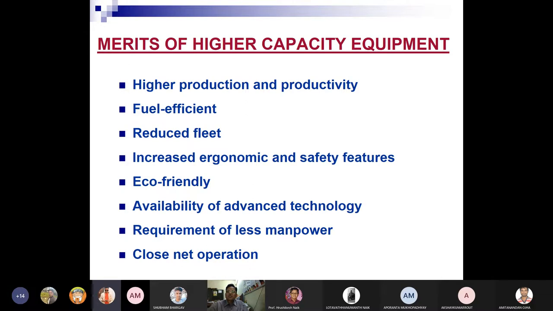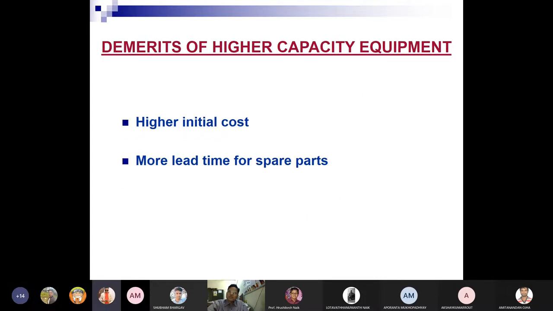Merits of higher capacity equipments are because of the following reasons. Higher production and high productivity you'll get if you are using high capacity equipments in the surface mines. They are very fuel efficient, reduced fleet, increased ergonomic and safety features, eco-friendly in nature, availability of advanced technology, requirement of less manpower, and closed net operation can be carried out in open cast mines if you are using the higher capacity equipments. But there are two demerits associated with higher capacity equipment: a higher initial capital cost, and more lead time for spare parts to get from the market.